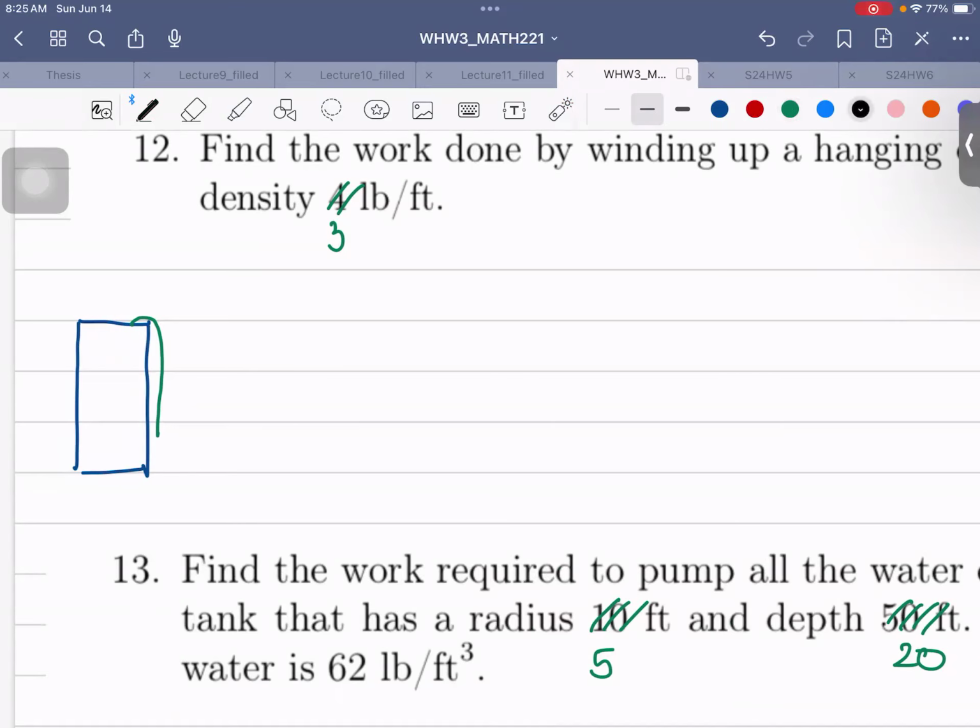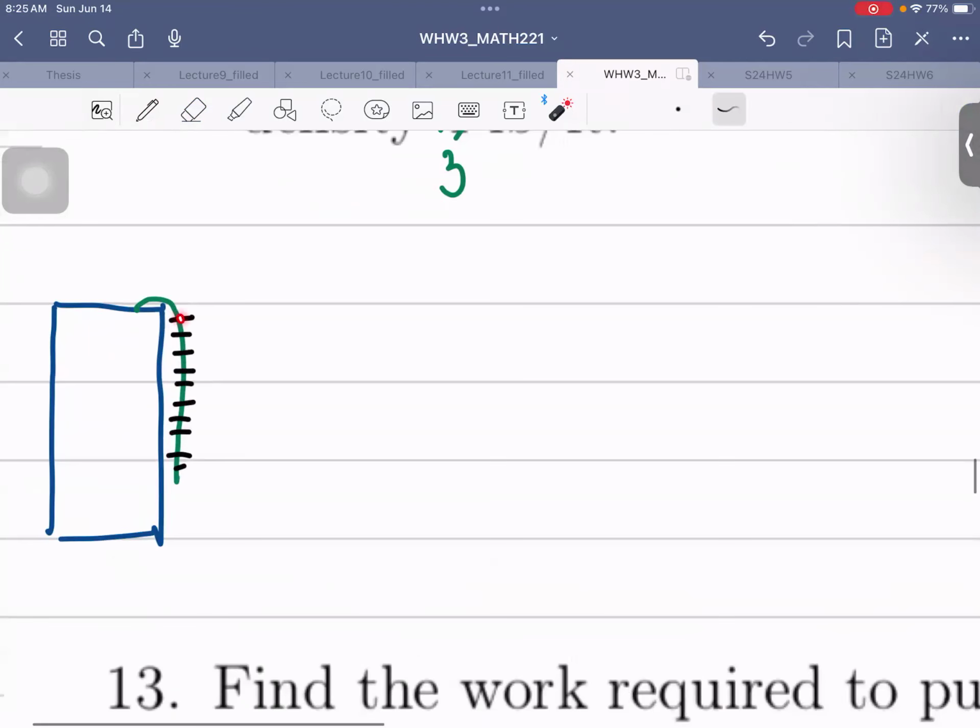It means every little piece of this cable has to travel to the top of the building, but for each of the little pieces, the distance they travel will be different. This one just needs to travel a little bit. This piece over here needs to travel a little bit more. This little piece has to travel a little bit more, and the last piece has to travel the furthest. So you can think this is the axis.